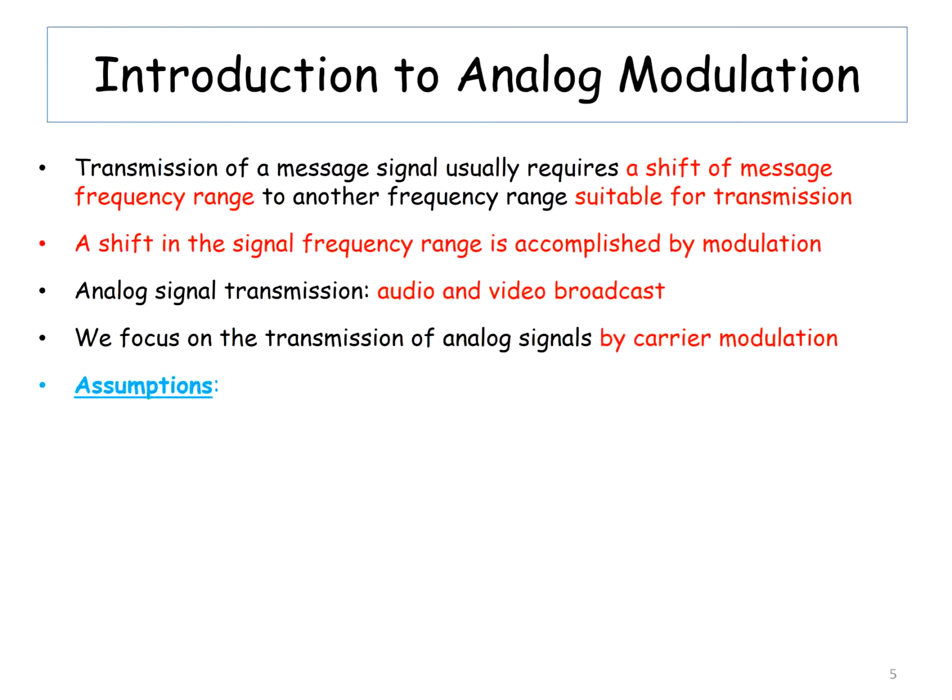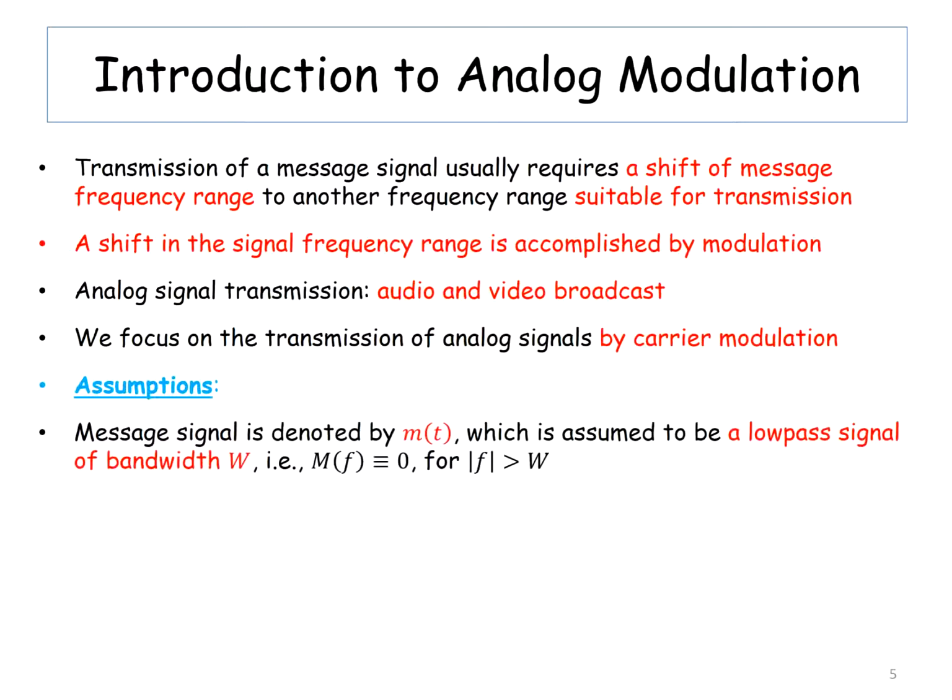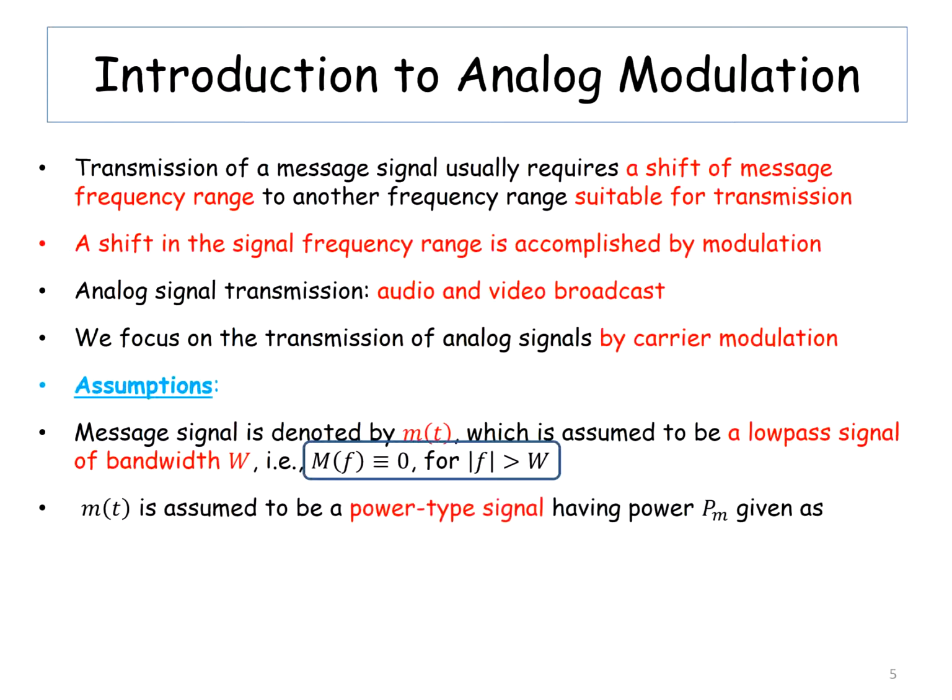Let us now introduce the main assumptions we will follow throughout our analysis. The message signal, denoted by m(t), is assumed to be a low-pass signal with bandwidth W, which means its frequency content ranges from -W to W. Furthermore, the message signal is considered a power type signal, having Pm of power. Therefore, Pm can be clarified as given in the following expression.